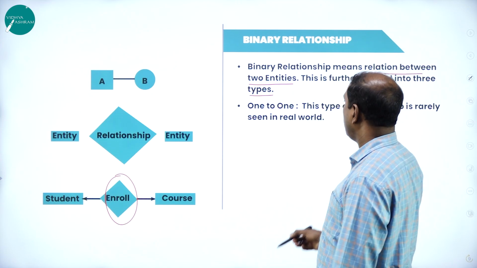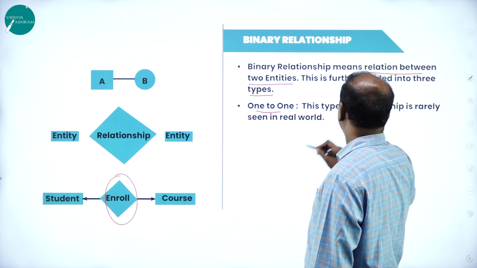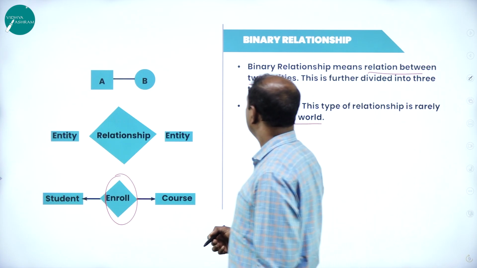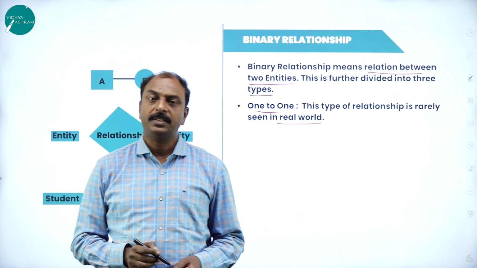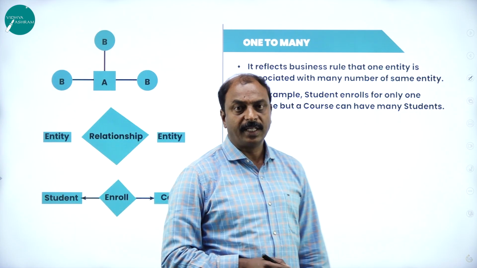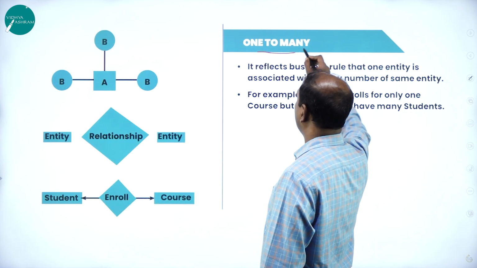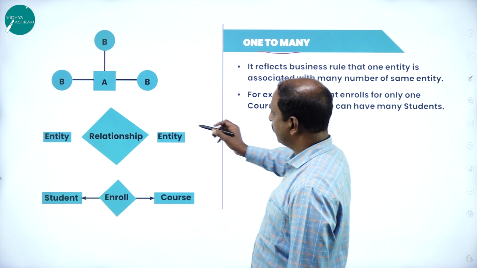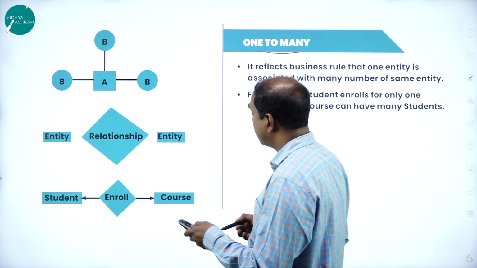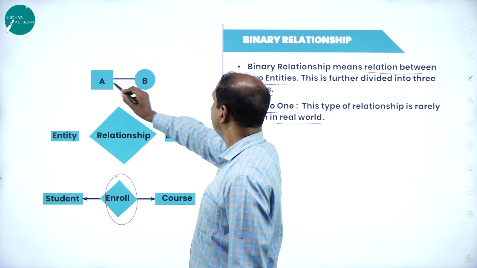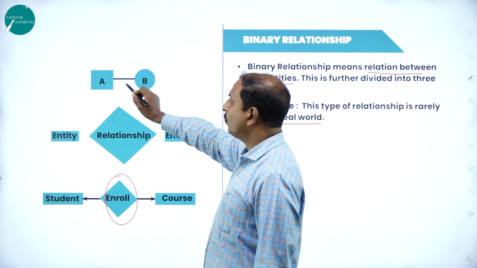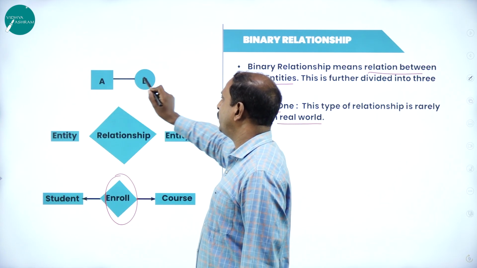Under this we have three types. A 1-to-1 relationship is rarely seen in the real world. This 1-to-1 relationship is one type of binary relationship. Let us move on to the next slide. Here is the one-to-many relationship. Now look at this diagram. If you look at the previous slide, this is a one-to-one relationship: A is one entity and B is one entity, with only one relationship between only two entities.